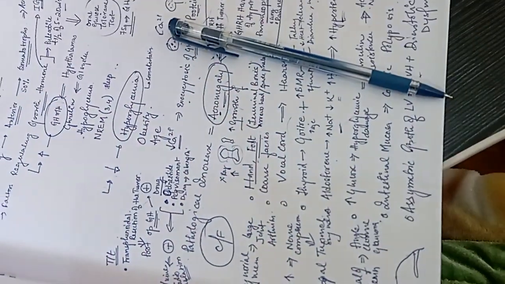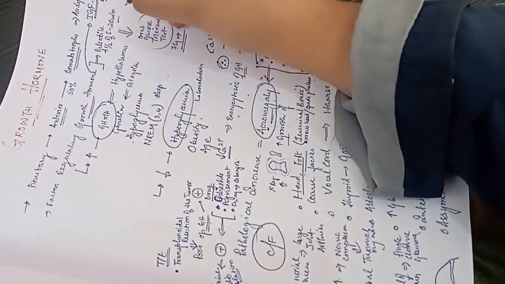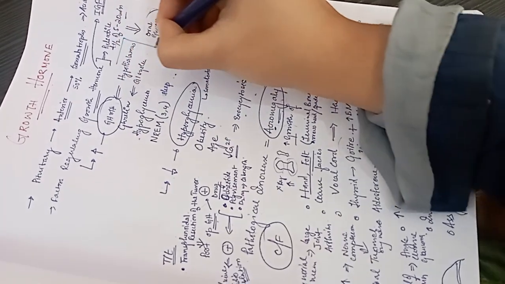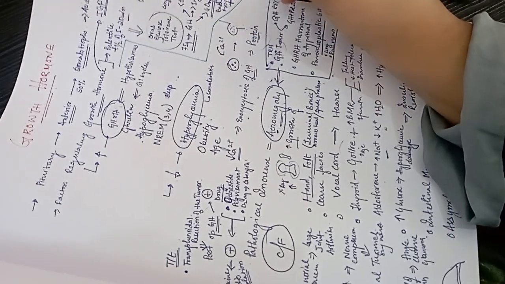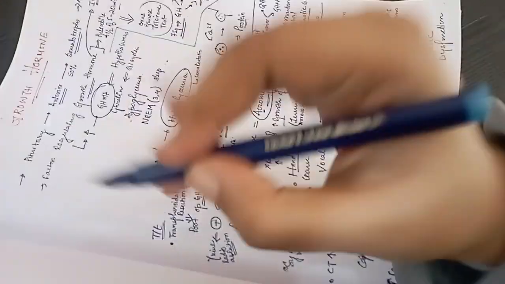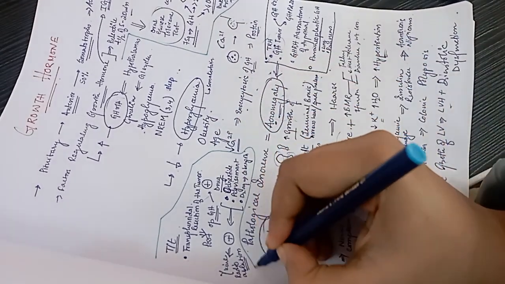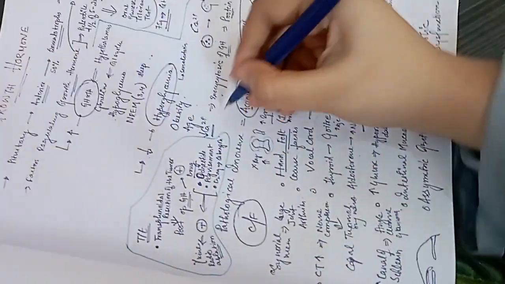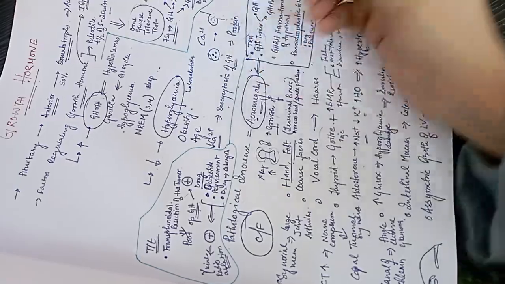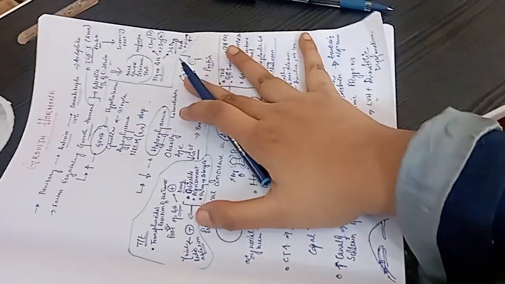Okay, so we are dividing the page now. This is our detection, this is our diagnosis, this is our treatment, this is our clinical feature, this is our control, this is our cause. So in one page we have completed growth hormone.